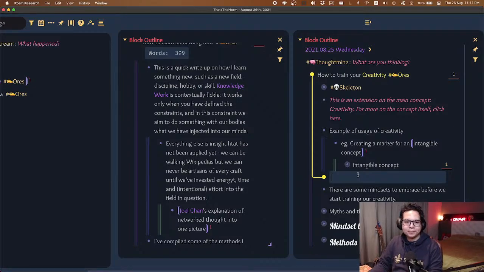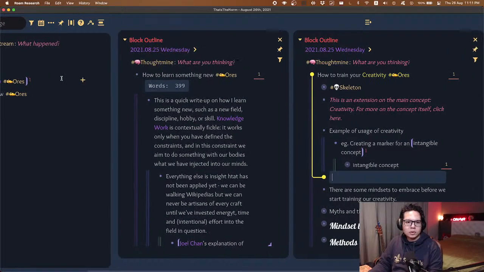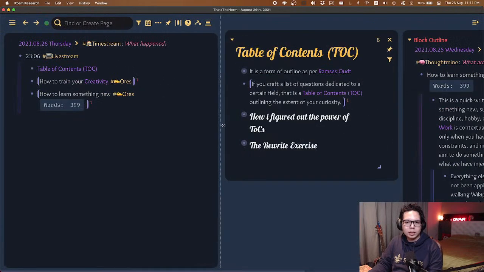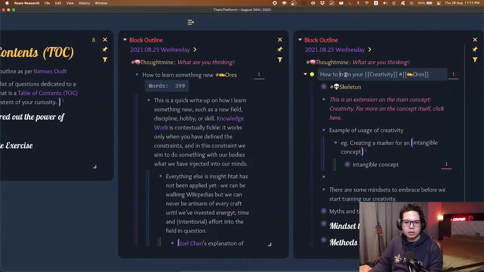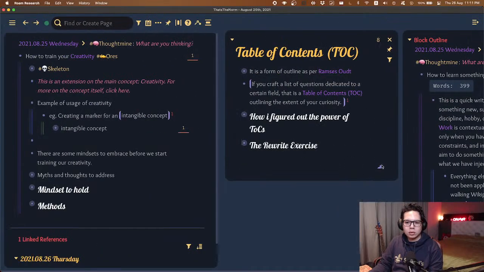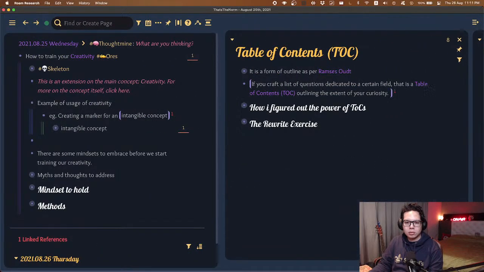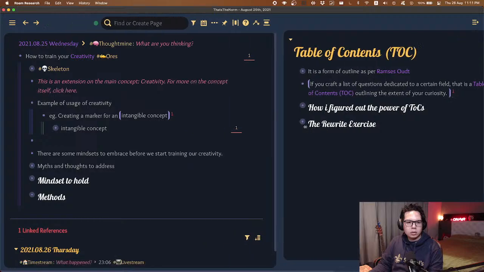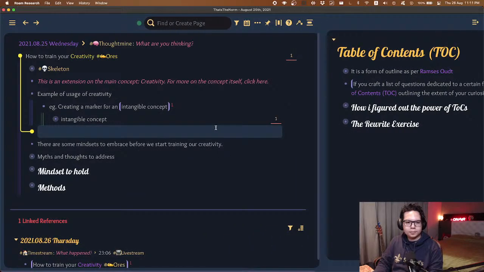So let's see. Let me just, I'll do the TOC later. How about this? Let me focus on this for now. Okay. So that's the thing. How does one train creativity? So I'll just put this away for a sec.